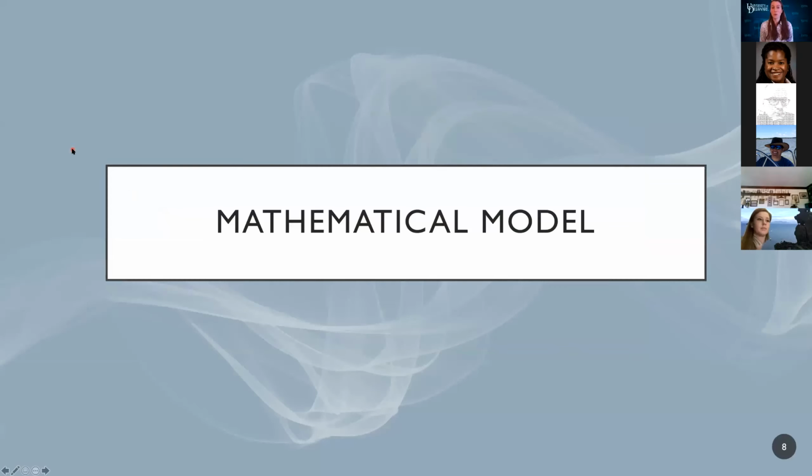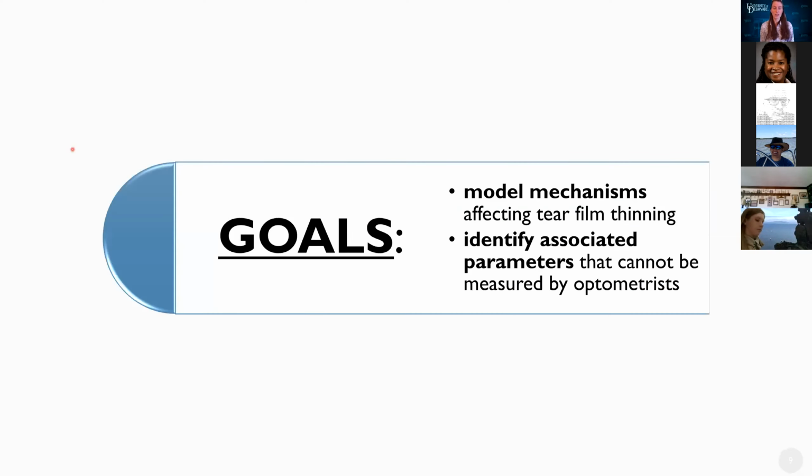So that brings me to build our mathematical model. To start the modeling process, we always start with our goals. So we have 2 main goals here. The first is to model the mechanisms causing tear film thinning and breakup. The second is to estimate related breakup parameters that can't currently be measured by optometrists. So take us back to that question that I had about what's going on in breakup. Can we say something about how salty the tear film is, for example?